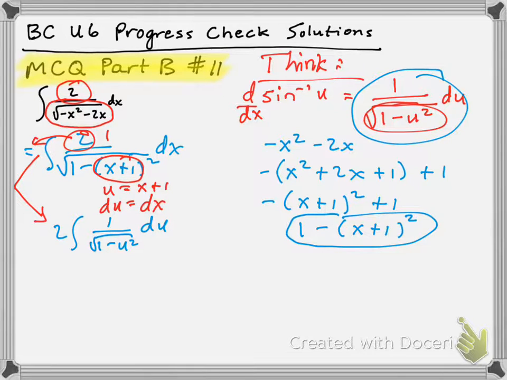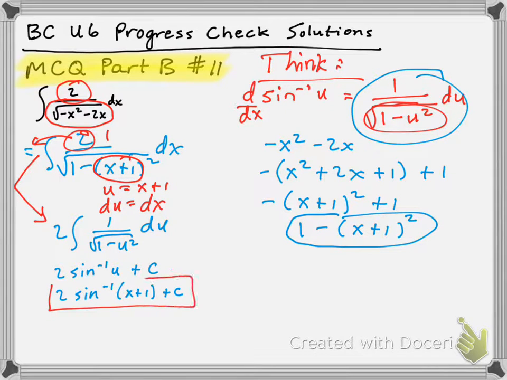And now all we have to do is rewrite that as 2 times the inverse sine of u, plus c, and then we put the u back in, and we said again that u is equal to x plus 1, plus c.